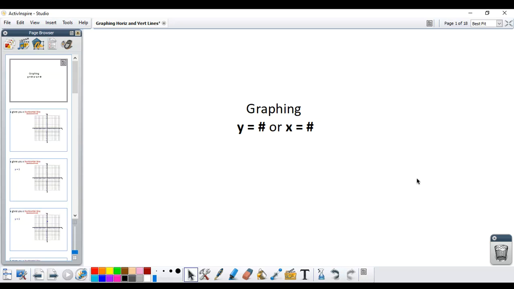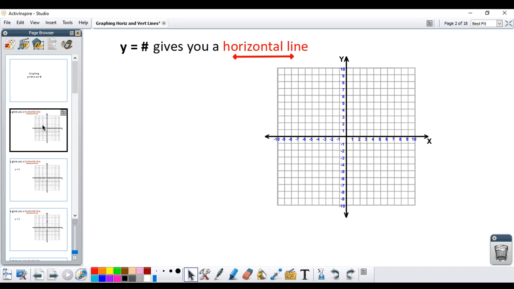In this video, I want to quickly review how to graph an equation that is just y equals some number or x equals some number. We're going to start with y equals some number. If you have y equals some number, meaning there's no x there, you're not adding or subtracting anything, it's just y equals like 2, you should have a horizontal line as your answer.